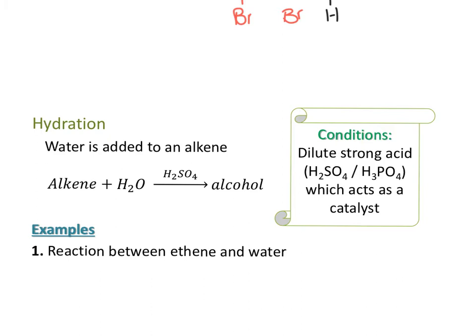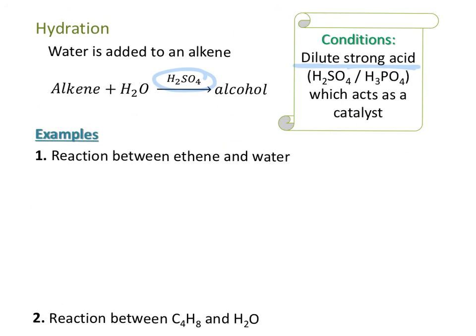I need you to take note of something, though. We have to have a catalyst. That catalyst is a dilute strong acid, either sulfuric acid or phosphoric acid. I'm just going to stick to sulfuric acid because it just makes it easier to stick to the same one the whole time, but it really doesn't matter. But it is a catalyst, which means you must put it on top of the arrow every time we do this, all right? So, starting with the first one, we've got the reaction between ethene and water.